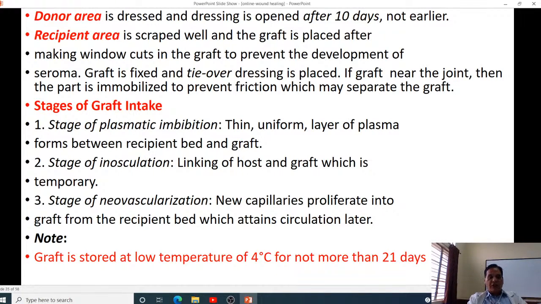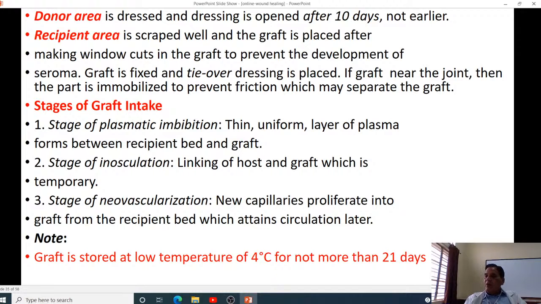So what are the stages of graft take? Remember, first is the stage of plasmatic imbibition, where a uniform layer forms between the graft and the recipient area. In the stage of inosculation, the linking of host and graft, which is temporary. Then comes the neovascularization. That means new vessels start from the recipient area into the skin graft. So this is how the stages go: plasmatic imbibition, stage of inosculation and stage of neovascularization.